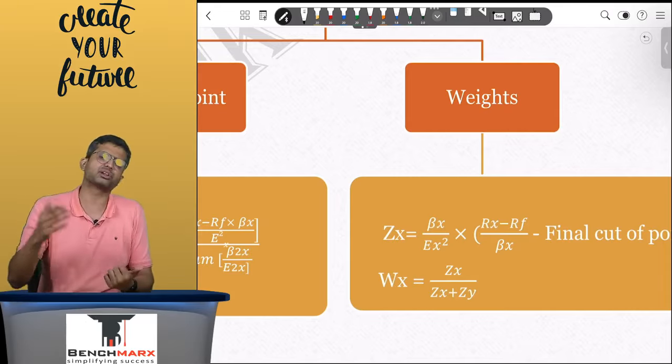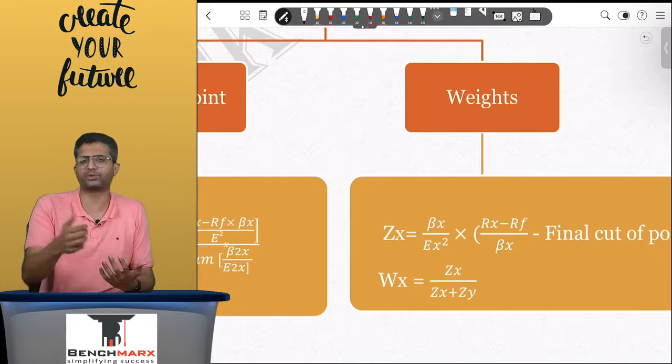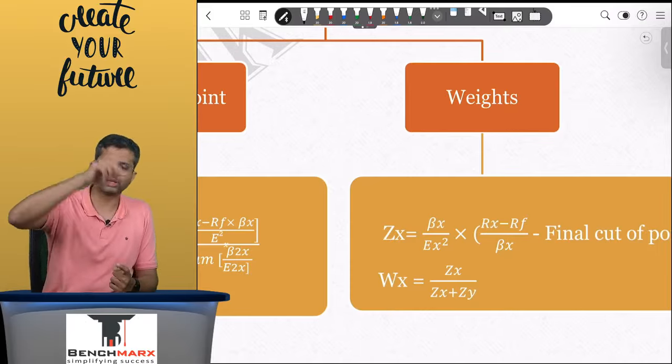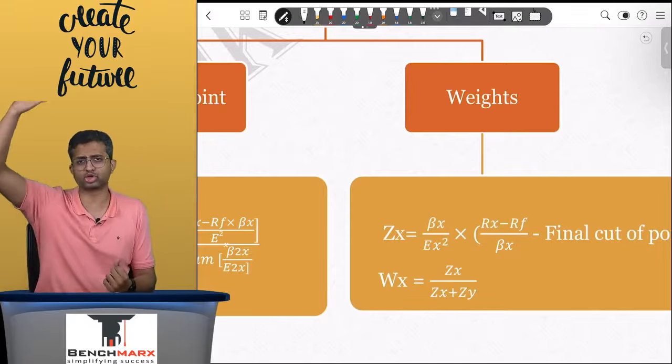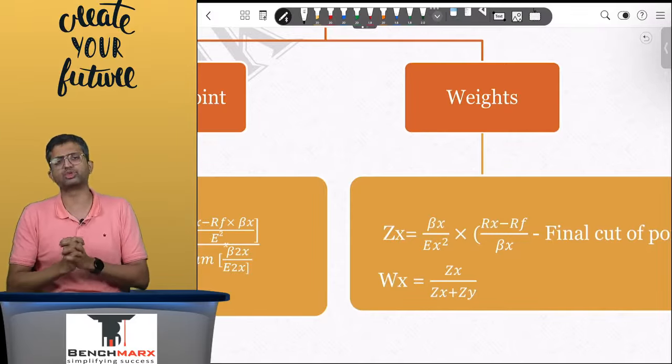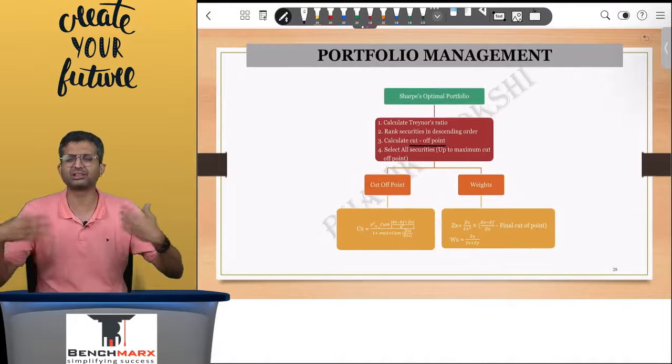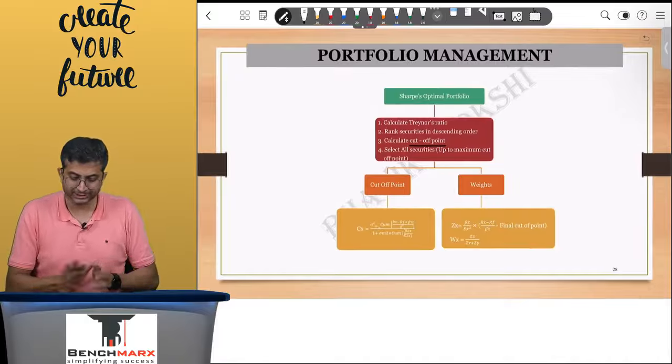You will have to do the Z factors for all the 4 securities and then find the weight as Z of 1 upon Z of 1 plus Z of 2 plus Z of 3 plus Z of 4. So you will take the proportionate Z, which will be the weights. Now this is complex. If you have done that, just quickly glance through and proceed.